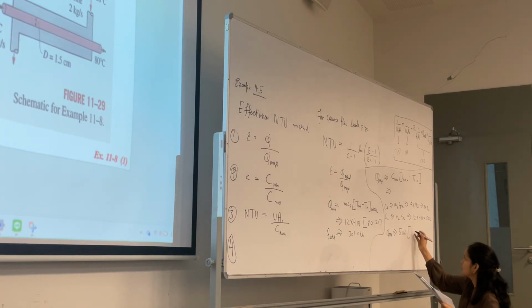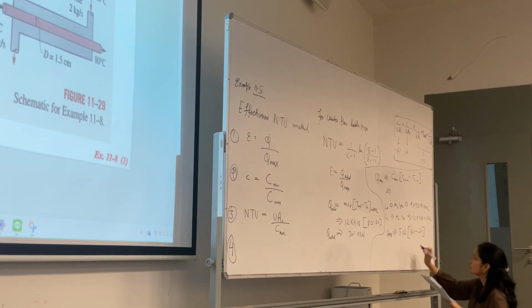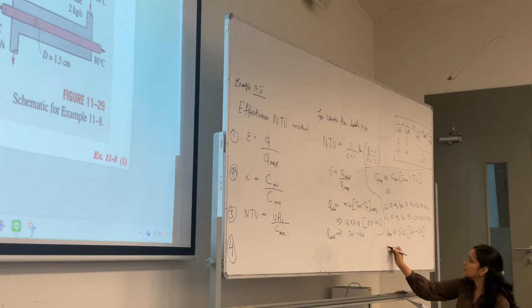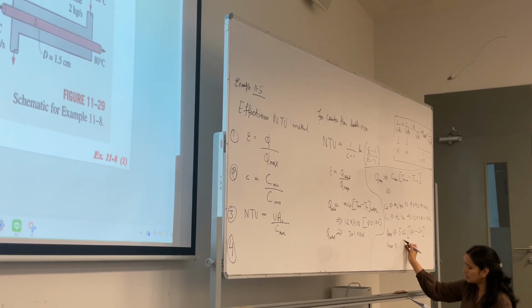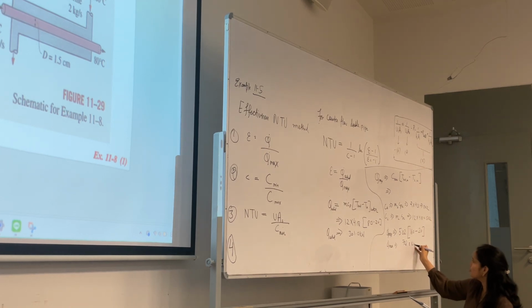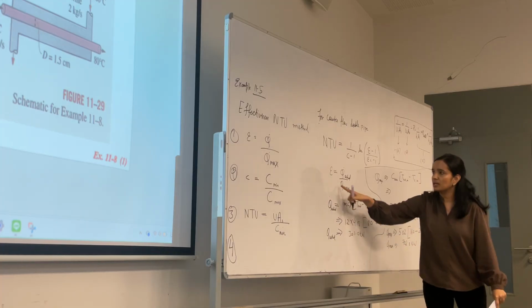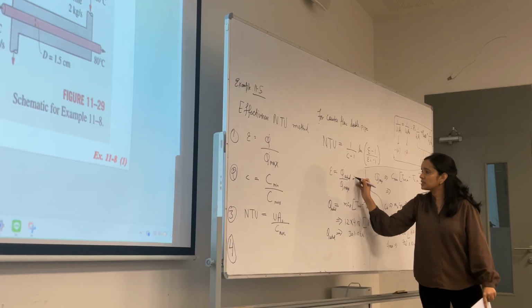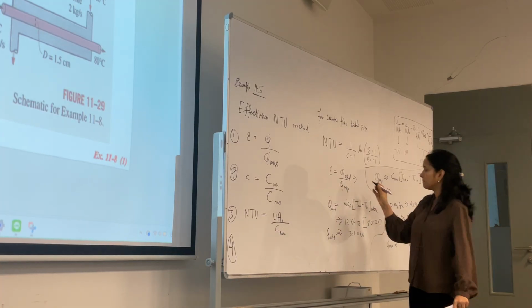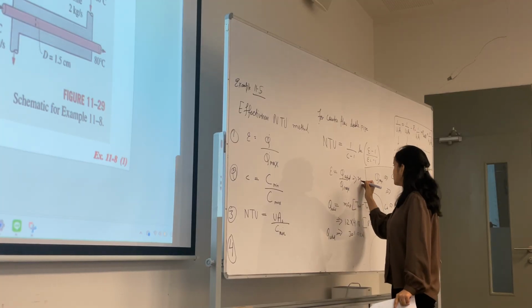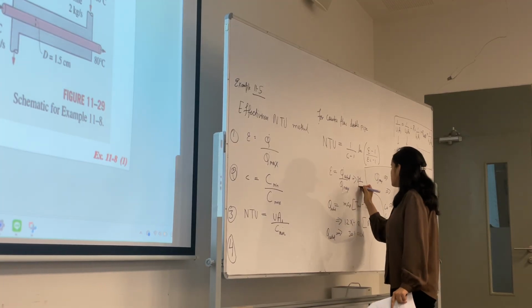T hot is 160, T cold in is 20. From here I have Q max, which is 702.8 kilowatt. Once I have this, I can calculate epsilon. So my epsilon is 301 divided by 702.